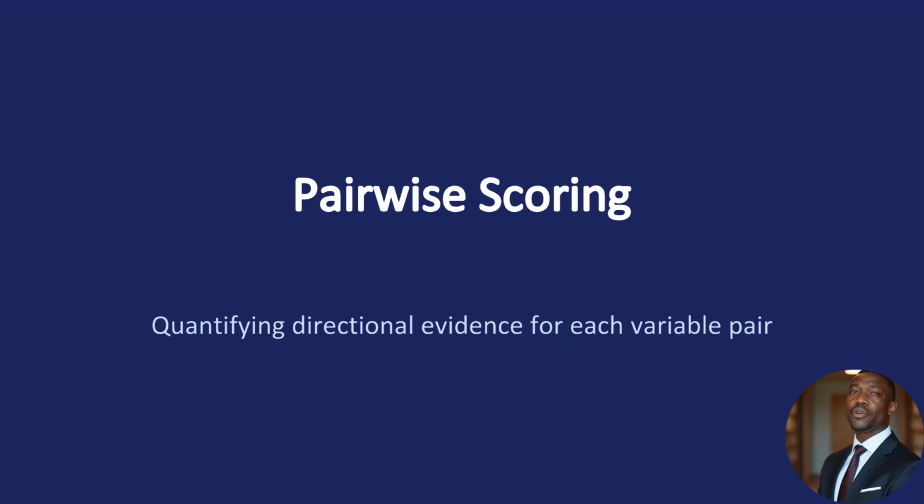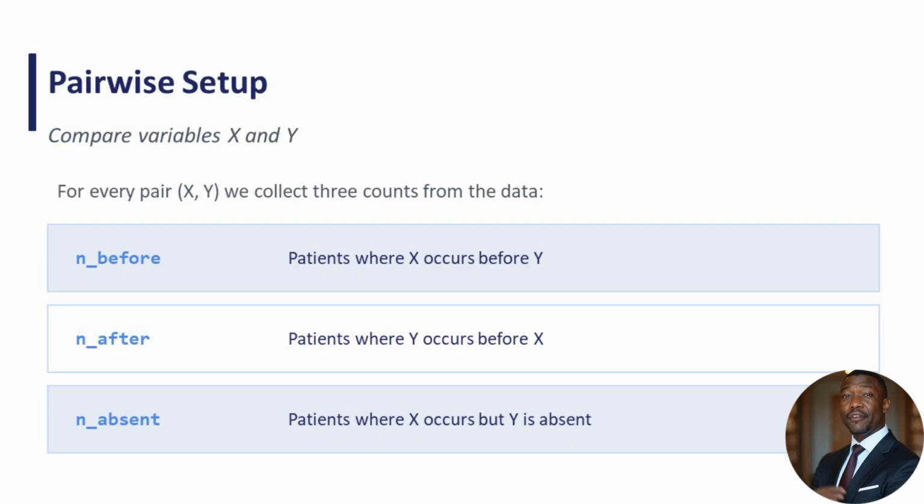DEMI ranks temporal order of variables by how early they tend to appear in patient histories. For every pair of variables X and Y in our dataset, DEMI extracts 3 counts from its knowledge base: the number of patients where X was recorded before Y, the number of patients where Y was recorded before X, the reverse direction, and third, the number of patients where X was present but Y was never recorded at all. This third count is important because it implies that X has occurred while Y has not yet had a chance to occur, which is additional evidence that X precedes Y.